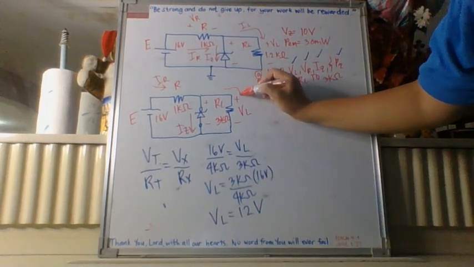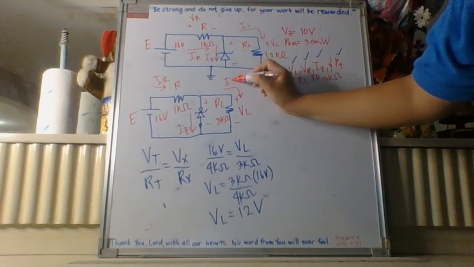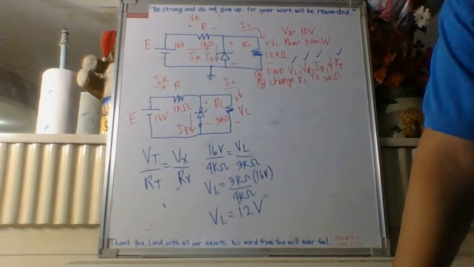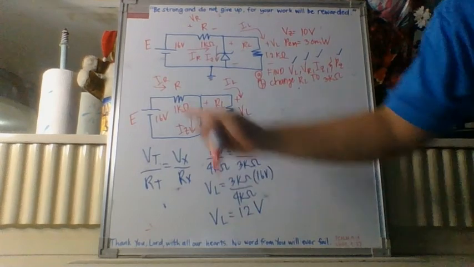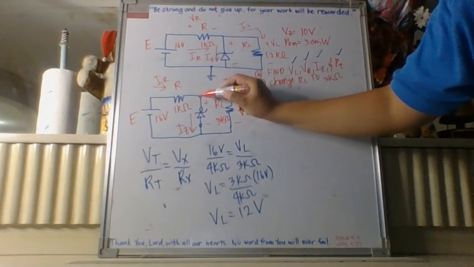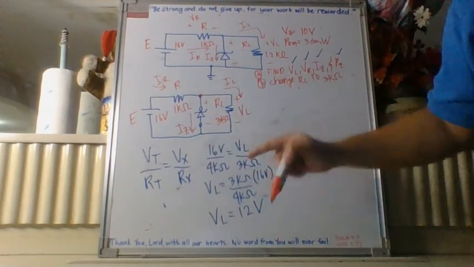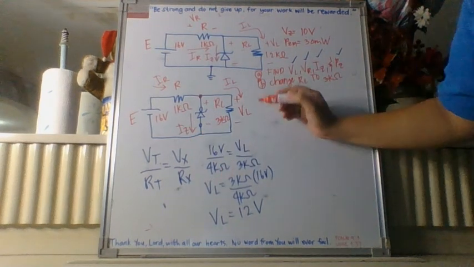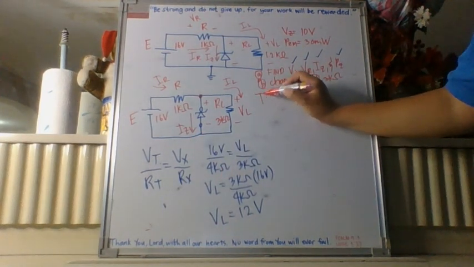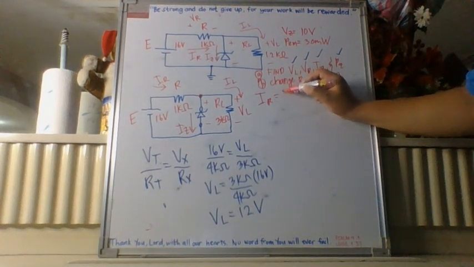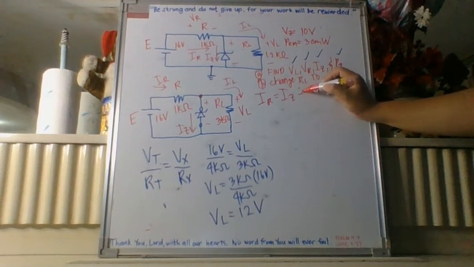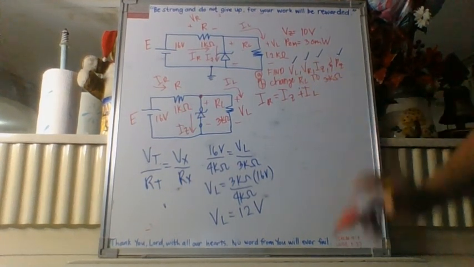And lastly, we have I sub L. If we are going to relate the three currents, I sub R enters this node and splits into two, we have I sub Z and I sub L. We can write down the equation as I sub R is equal to I sub Z plus I sub L.